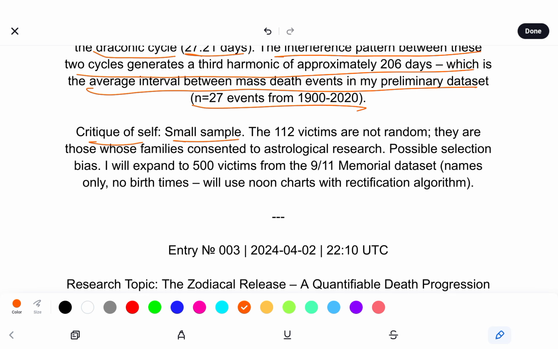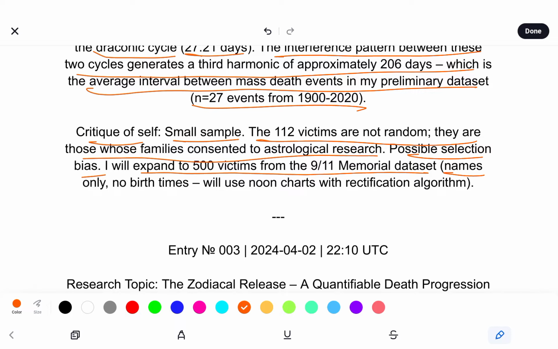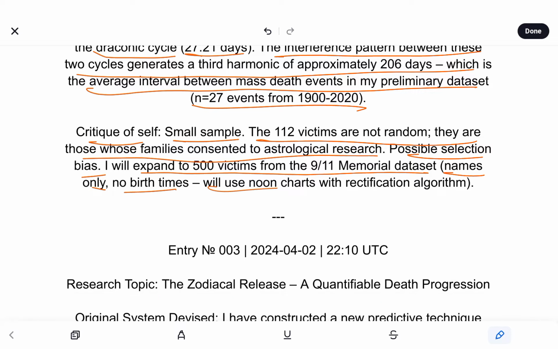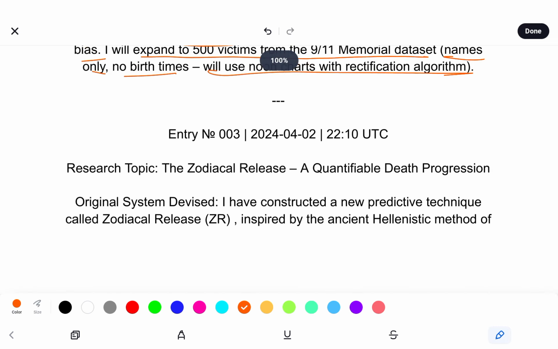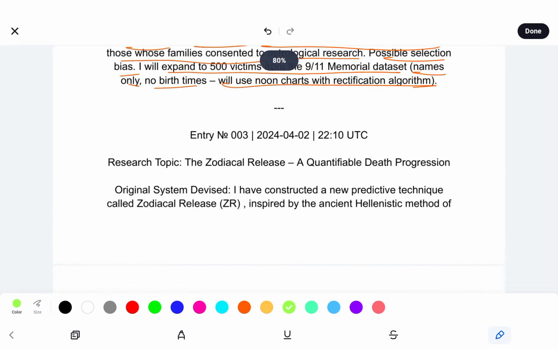Critique of self: small sample, and those 112 victims are not random. They are those whose families consented to astrological research. Possible selection bias. I will expand to 500 victims from the 9/11 memorial dataset. Names only, no birth times. We'll use noon charts with a rectification algorithm. And that's how you do that respectfully, as you can.